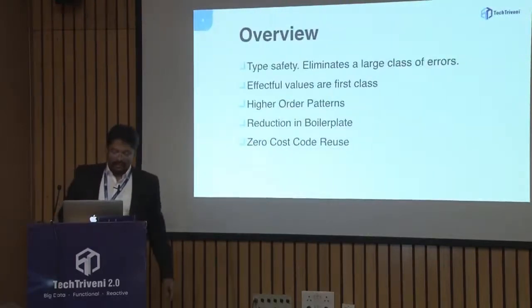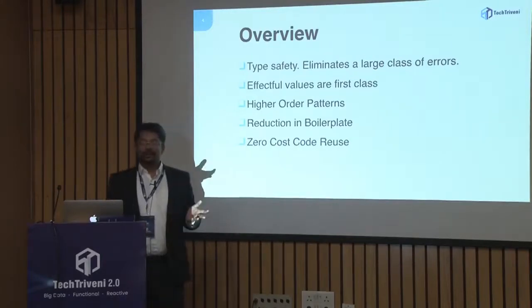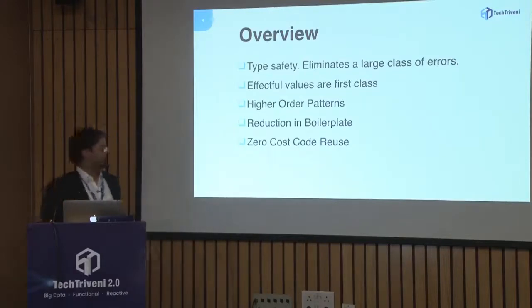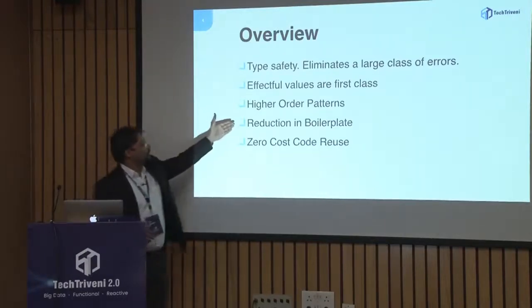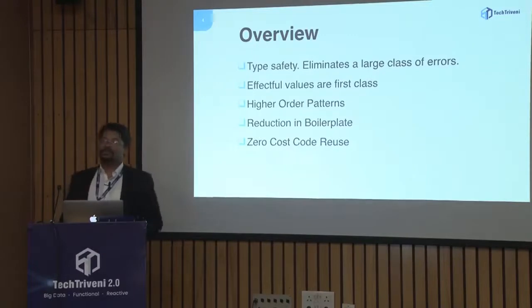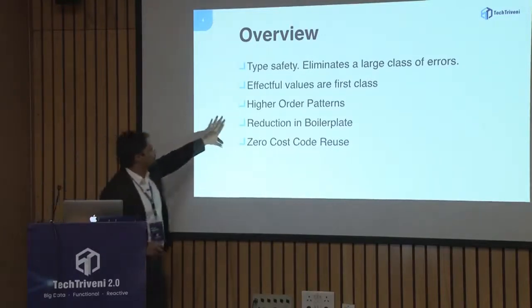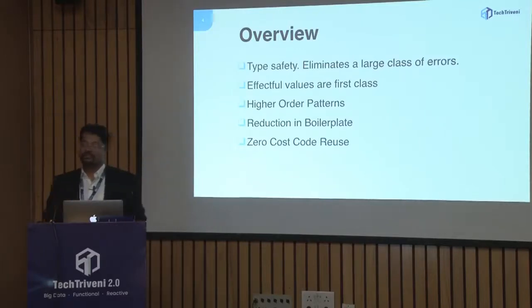All right. So this is what we're going to be talking about. For people who are familiar with imperative programming, but not strongly typed functional programming, these are the benefits, right? So we get type safety, which eliminates a large class of errors, and we get a lot of reduction in boilerplate, and we get zero cost code reuse. If you're going to take something away from this talk, this is what we're going to talk about. How do we reduce boilerplate with functional programming? How do we reduce cost associated with abstractions? We're going to talk about zero cost abstractions with Haskell.